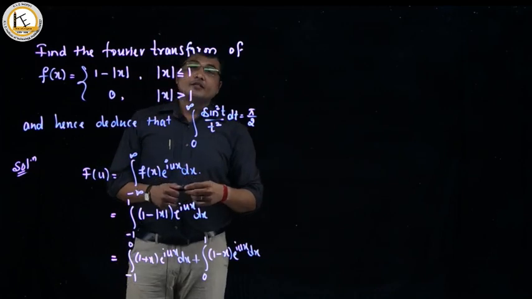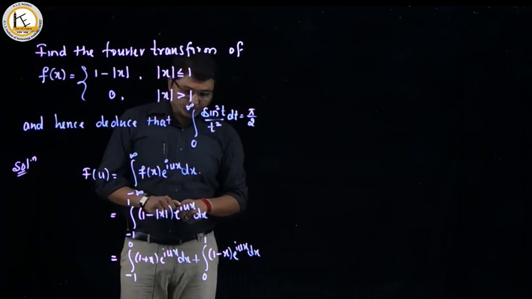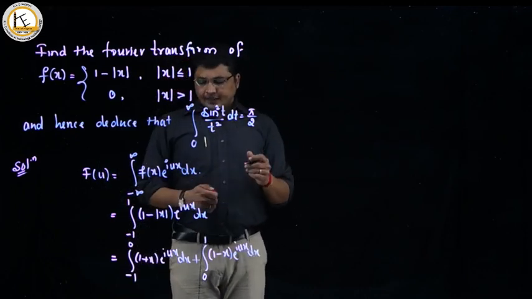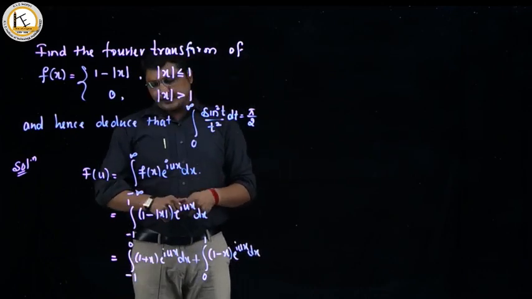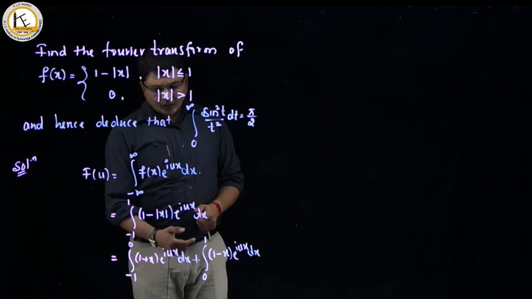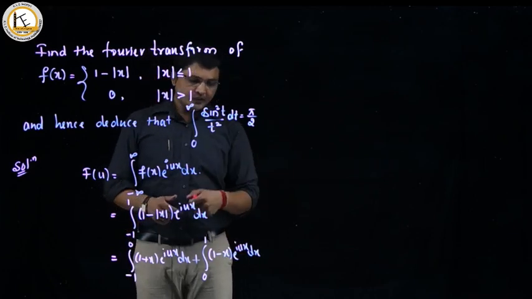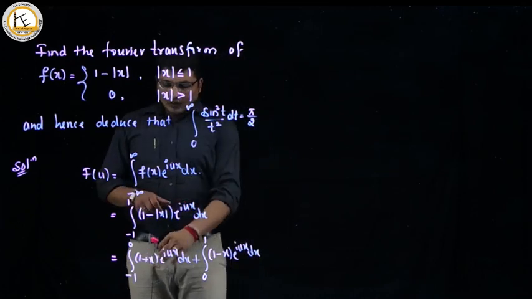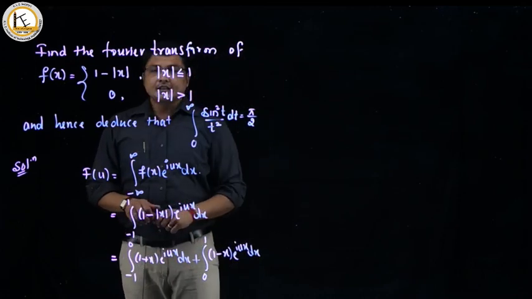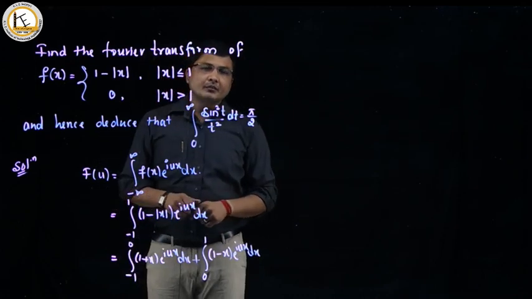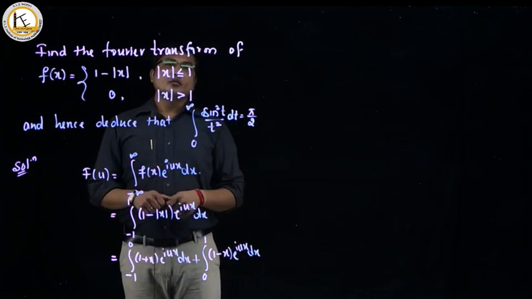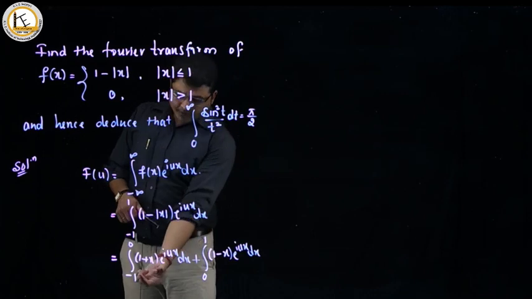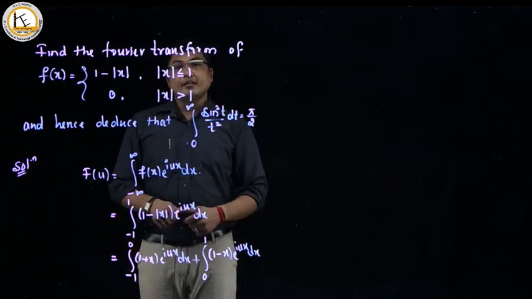So now we need to evaluate both the integrals separately. Since it is a product of two functions, 1 plus x into e raised to iux and 1 minus x into e raised to iux, obviously it is a product of two functions. Out of that product, one function is a vanishing function. Vanishing function means as you differentiate it, it will become 0 after a few derivatives. Therefore 1 plus x and 1 minus x both are vanishing functions.